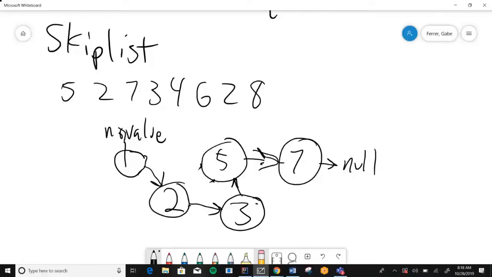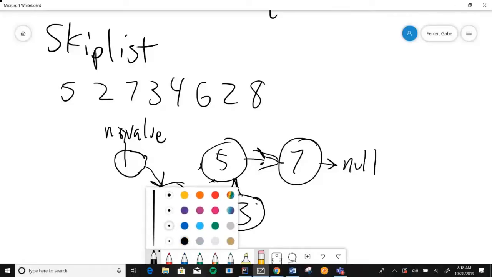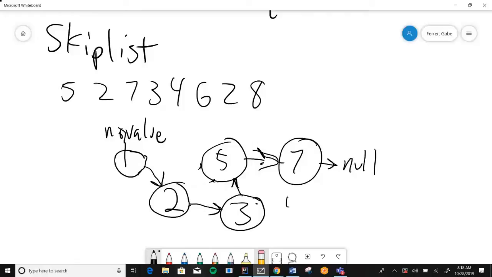And now I've got 4. So 2 is less than 4, 3 is less than 4, but 5 isn't. So I am going to come over here. My 4 is going to point at 5. My 3 is going, whoops, really now. My 3 is going to point at my 4.